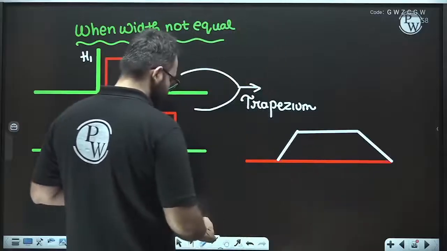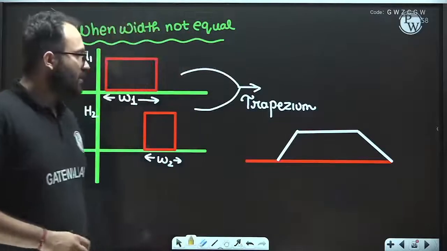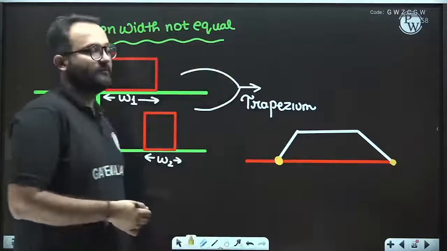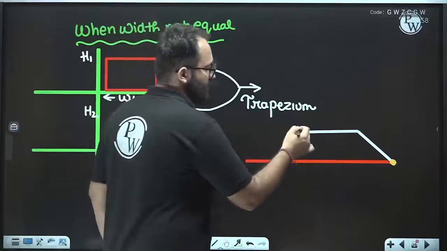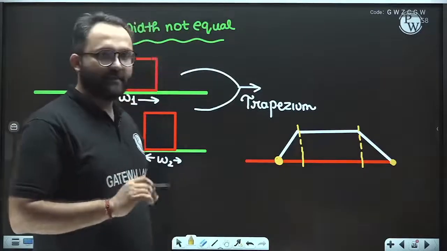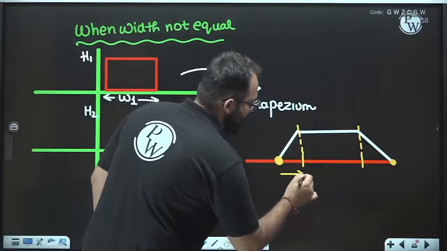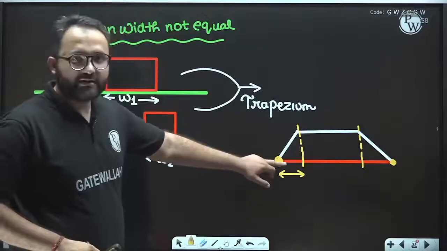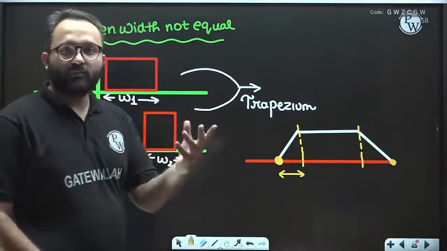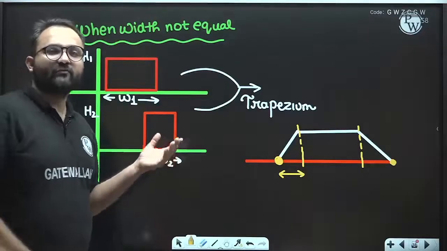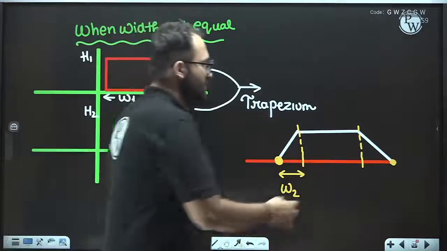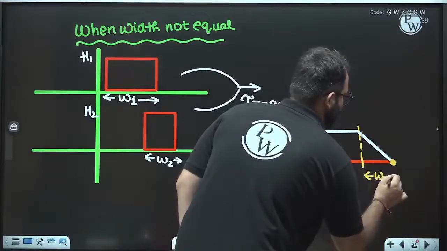We get a trapezium like this. Now let us see this. We can find out the starting point and the end point, there is no issue in it. Now we have to find out the marking of this. This location will be away from the starting point by how much duration? That duration is equal to the width of the smaller rectangle, that is W2. Similarly, this mark will be away from the end point by the width of the smaller rectangle, W2.